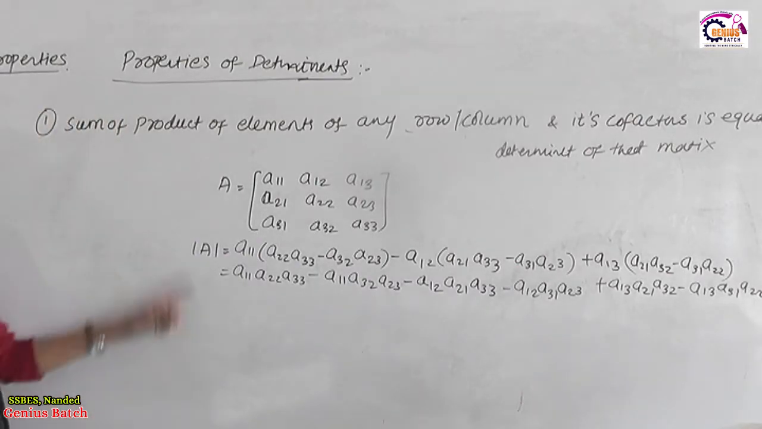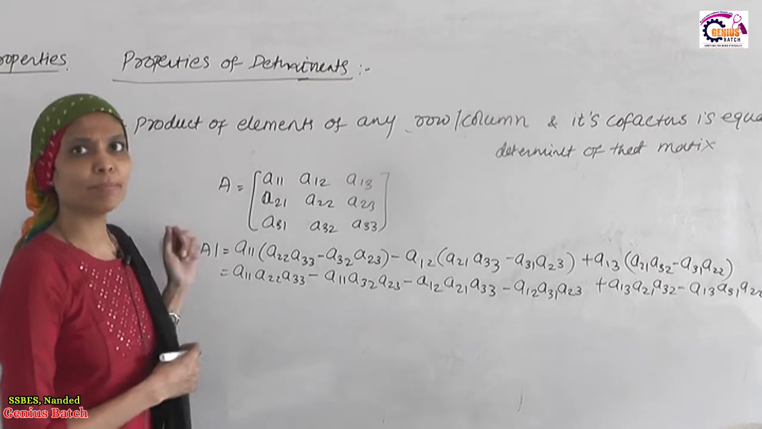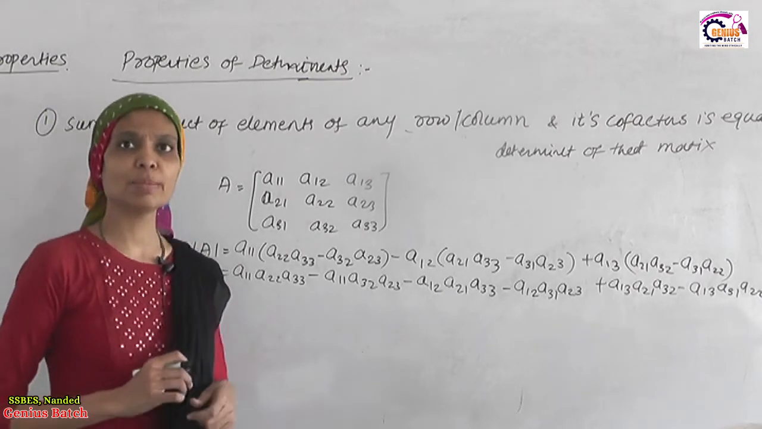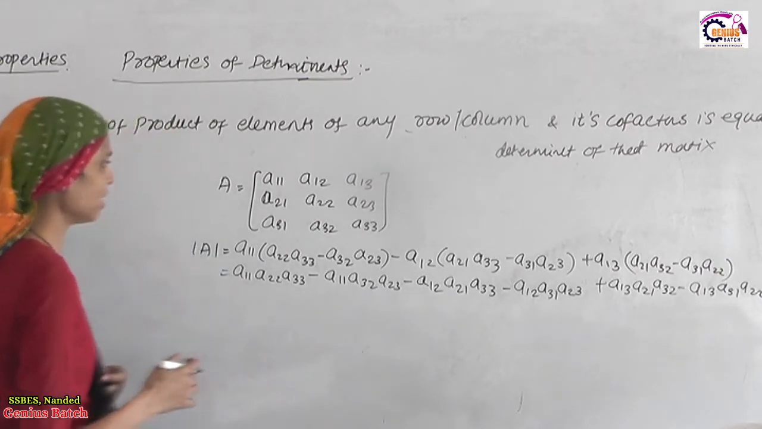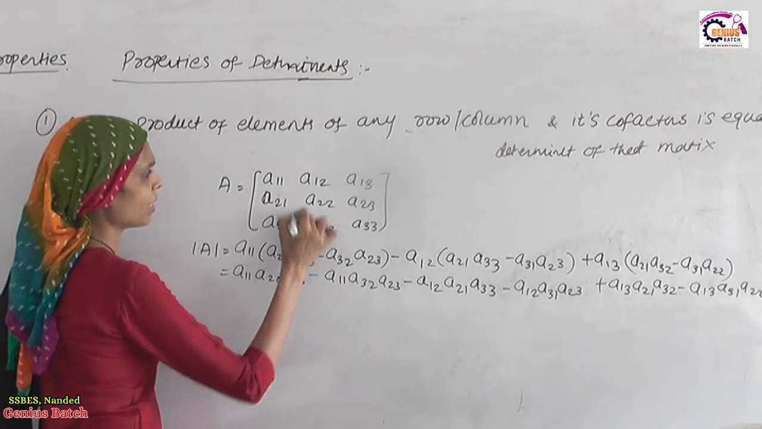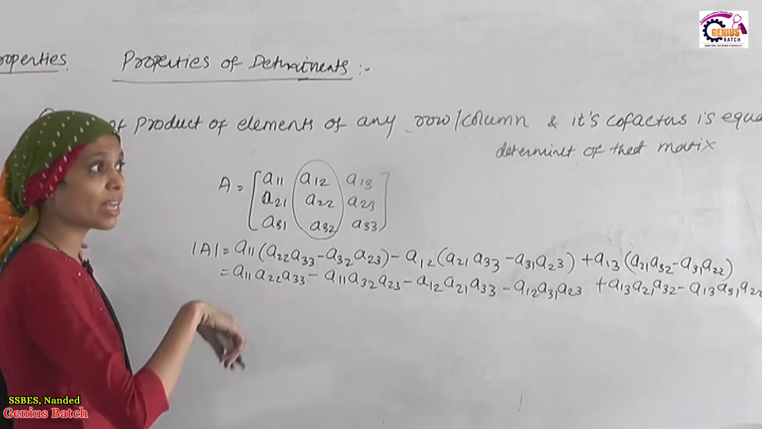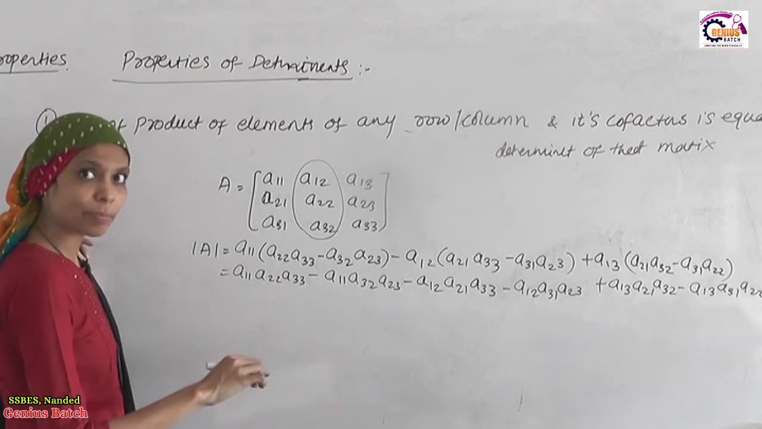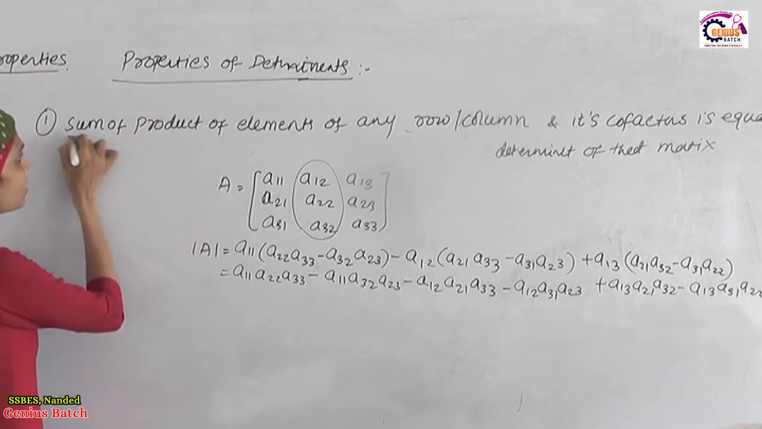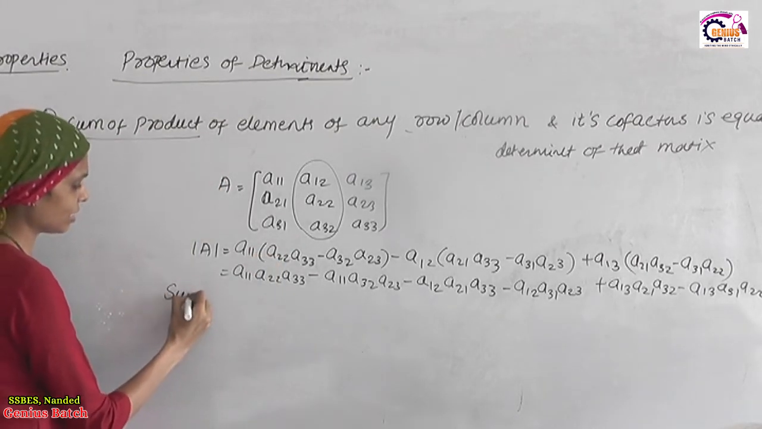Right? Now I will take any row's elements or any column's elements and multiply them by the cofactors. Let us take the elements of a row or of a column. Suppose I take the second column's elements, multiply them by their cofactors and add them. I want to check whether the sum of products comes out to be the same.